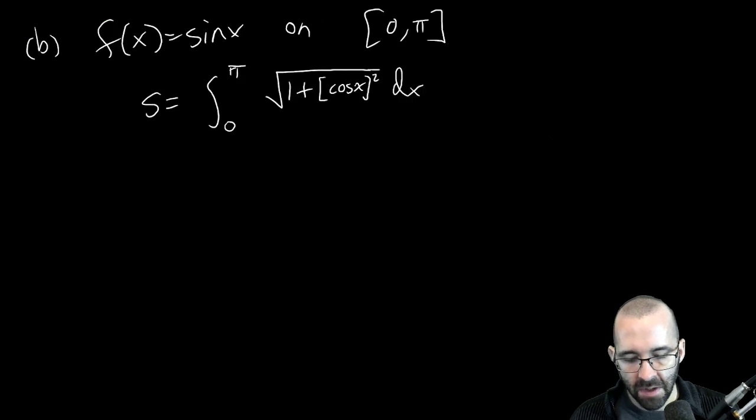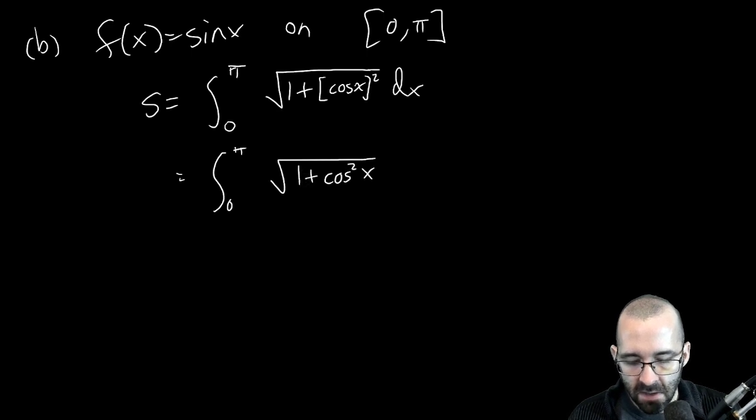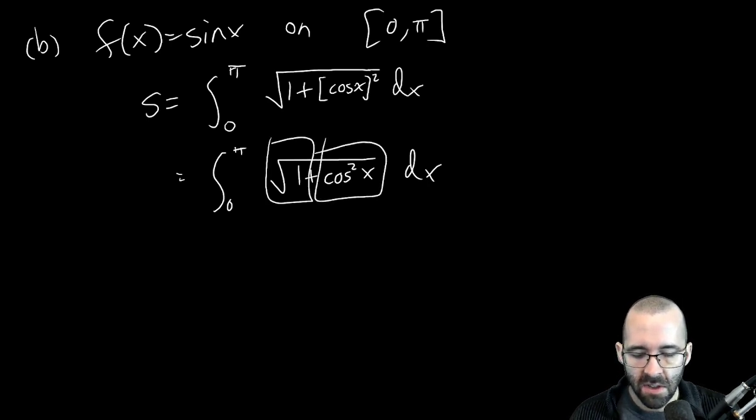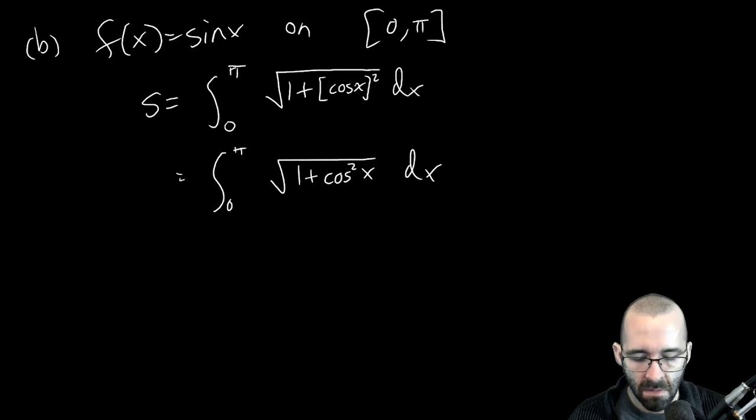Okay, so when we do that, we simplify it out. 0 to pi, the square root of 1 plus cosine squared of x dx. And we know cosine squared of x is 1 minus sine squared of x. But the ones aren't going to cancel. And remember, we can't take the square root of each thing individually because there's addition between them. We can't really simplify this. We can't really do this integral.